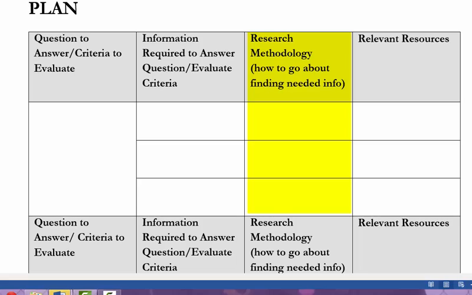Am I going to look it up in scholarly journals? Am I going to create a survey? Am I going to perform an interview? What am I going to do to find that information that is going to then help me answer the question? And then you can take it that step further and say, okay, if I'm going to look in scholarly journals, here are some potential journals. If I'm going to interview somebody, here are some potential people who I might interview.